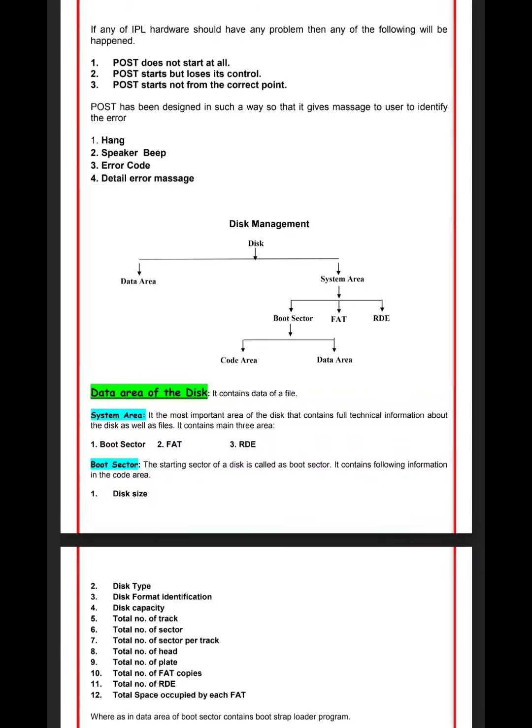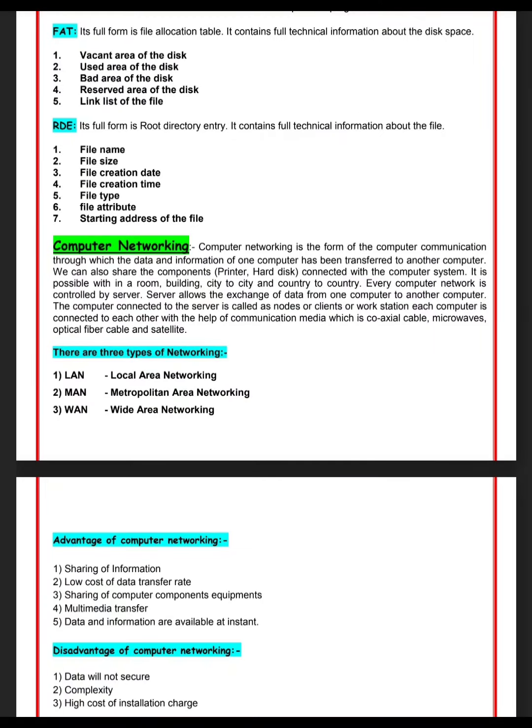FAT, its full form is file allocation table. It contains full technical information about the disk space: vacant area of the disk, used area of the disk, bad area of the disk, reserved area of the disk, linked list of the file. RDE, full form of RDE is root directory entry. It contains full technical information about the file: file name, file size, file creation date, file creation time, file type, file attribute, starting address of file.